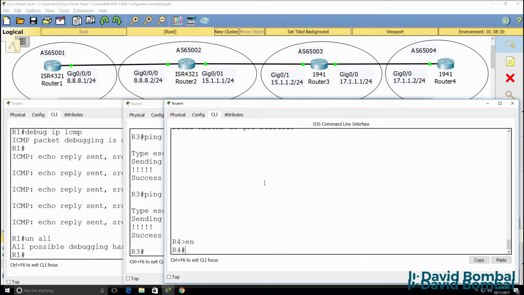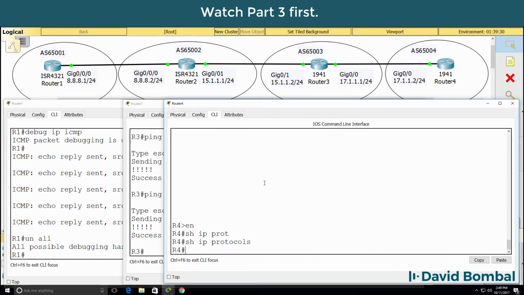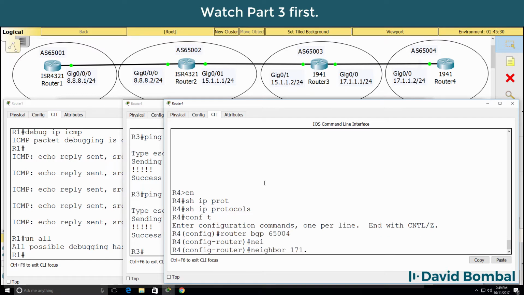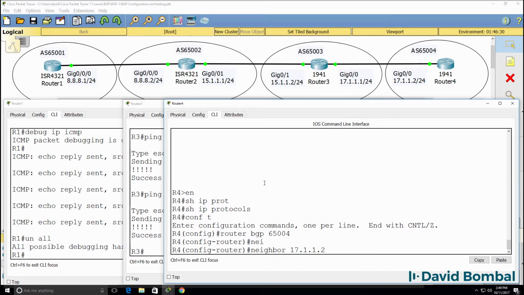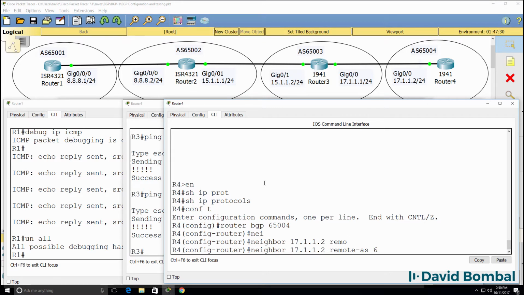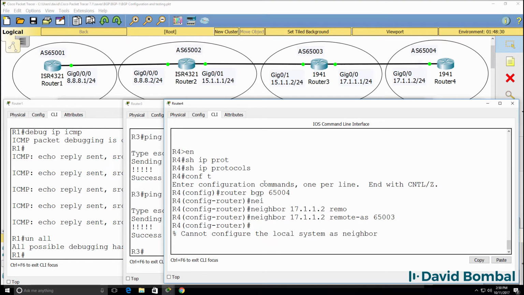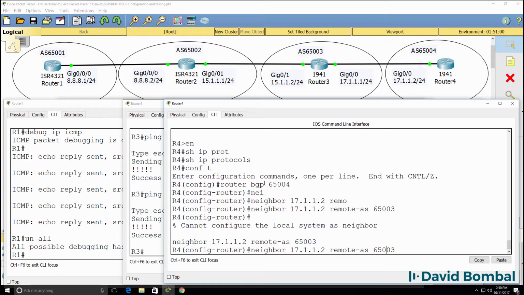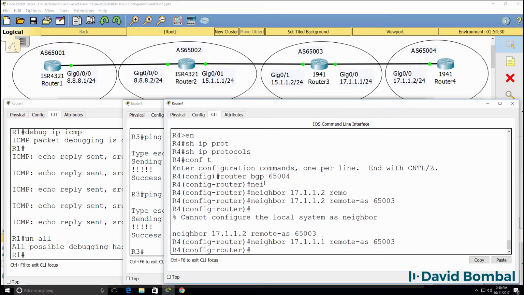So, router 4, show IP protocols. No protocols are running at the moment. Router BGP 65004, neighbor 171.12, remote AS 65003. And I put the wrong IP address there, it should be 171.11. Now what's the problem? What have I forgot to do?